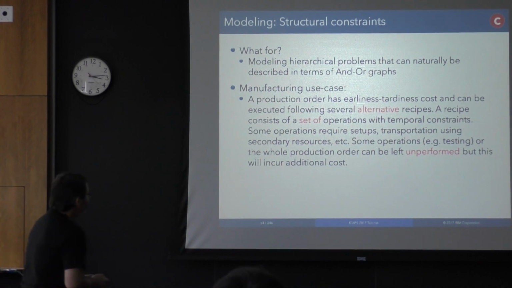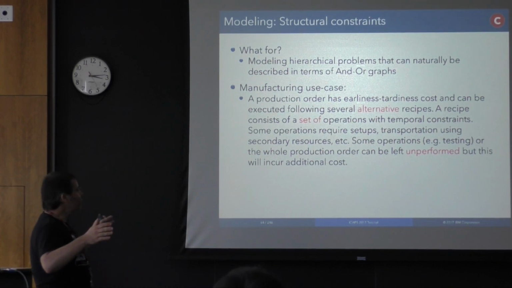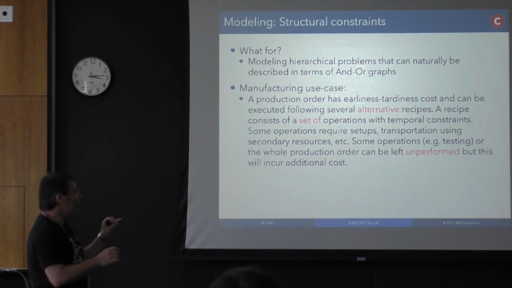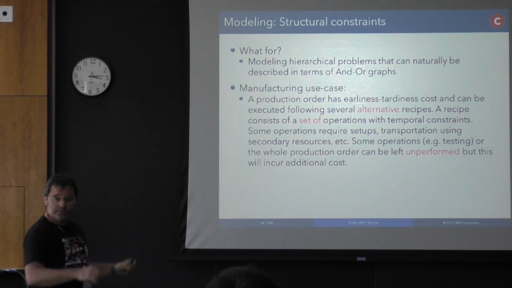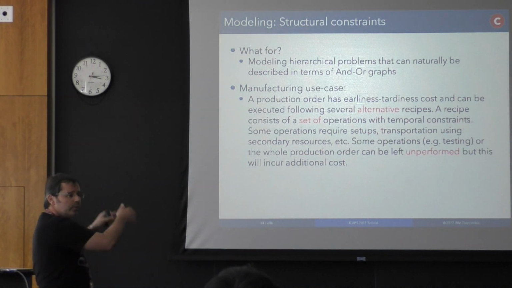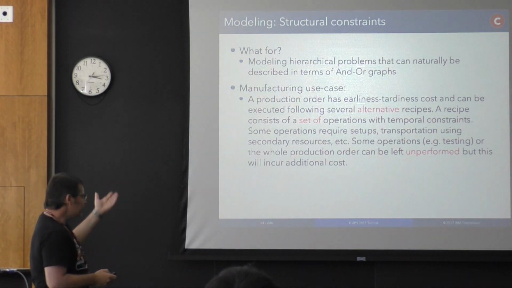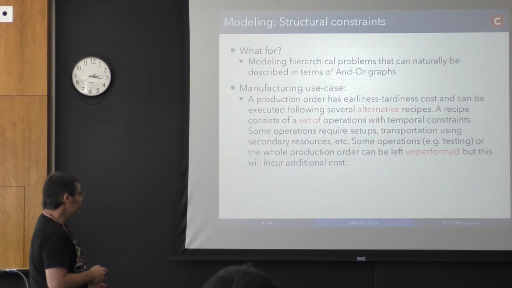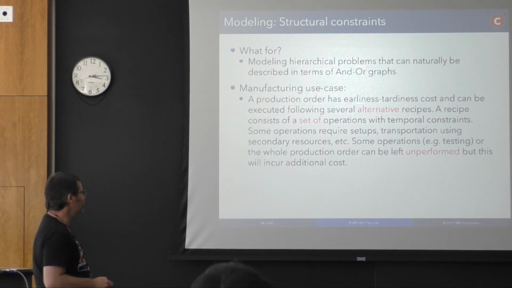For example, in manufacturing, sometimes you have a production order, and it can be executed following several alternative recipes. For this order, you can do either this way or this way, and in a recipe, you have a set of operations with temporal constraints in between. But then you have all the features of the problem.